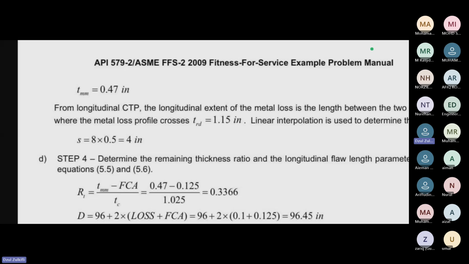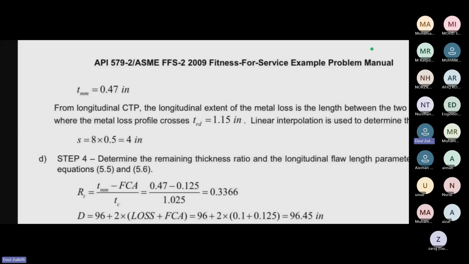Dibahagikan dengan square root diameter dan TC. As you can see on the screen, TC 1.025, D adalah 96.45. Okay, S value adalah 4 inch. Please calculate. I will wait for you for the answer.